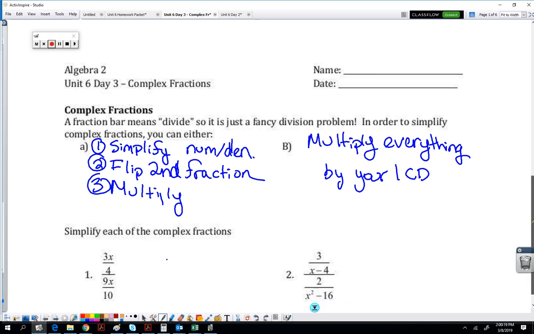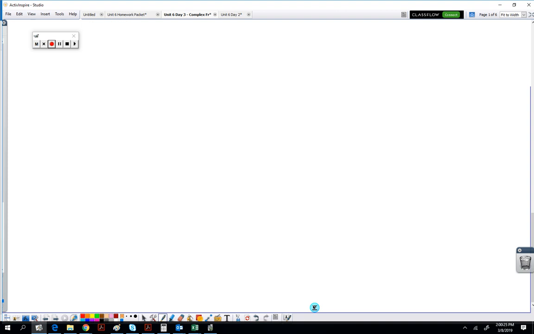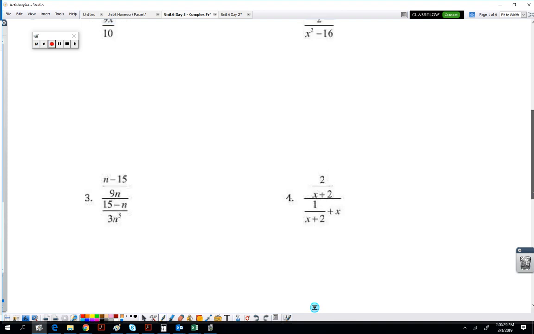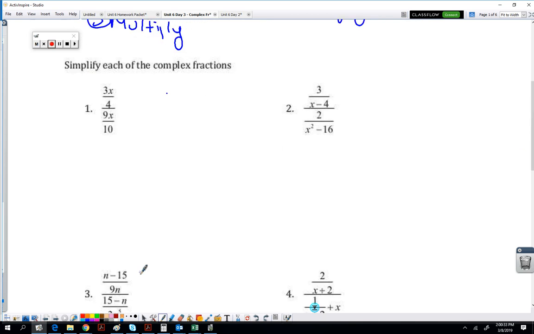Alrighty, so we're going to get into an example. Now let's take a look at number 1. It disappeared. Here it is. Okay, so number 1. I'm going to do it the first method. This is one fraction divided by another fraction. So I got 3x over 4 divided by 9x over 10.